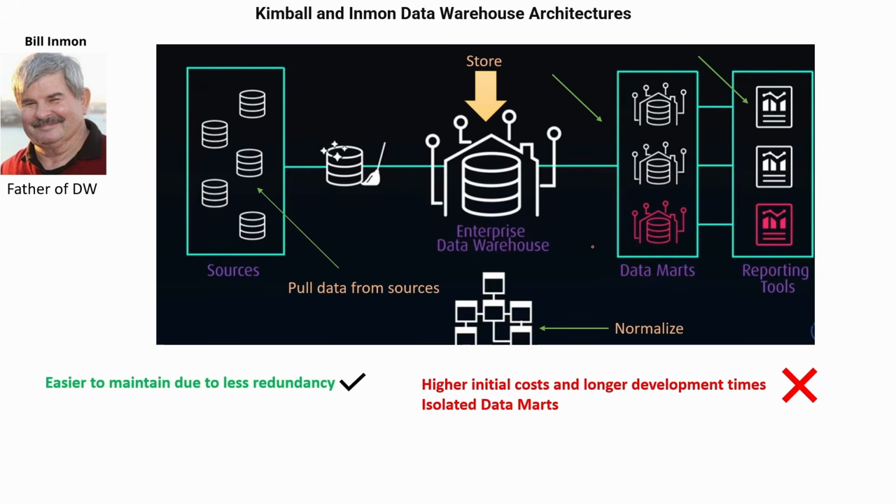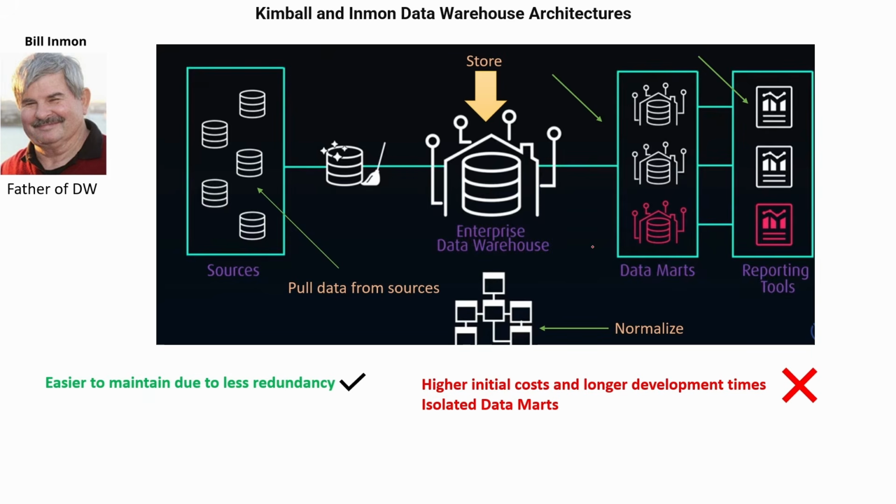But there are pros and cons for every system. As you know, the biggest pro for this was, as the system is very normalized, it was very easy to maintain because there was very little redundancy. But as it is normalized, the biggest con was that it has a very high initial cost, and it took a lot of effort to develop the systems. And even after the systems are developed, the data marts are very isolated because of this level of normalization.